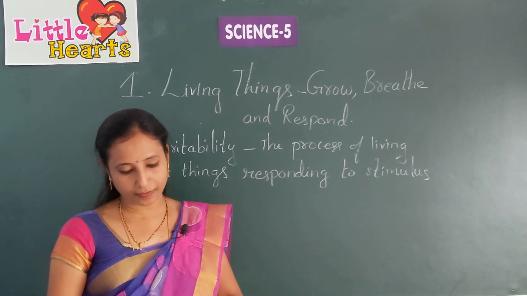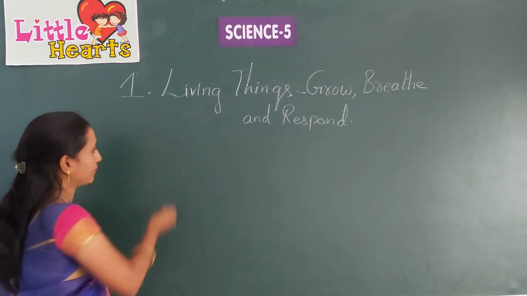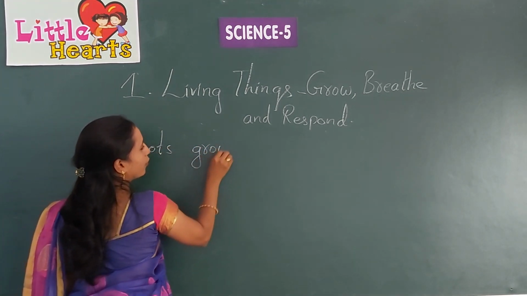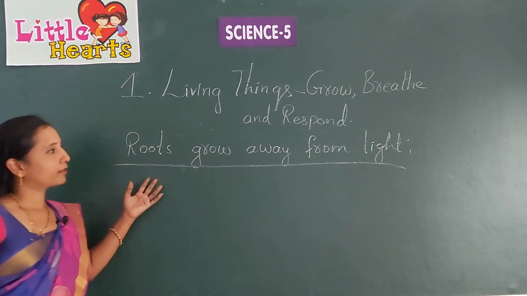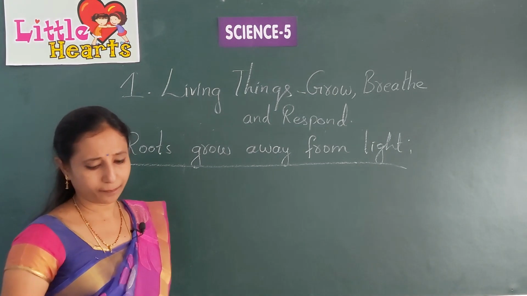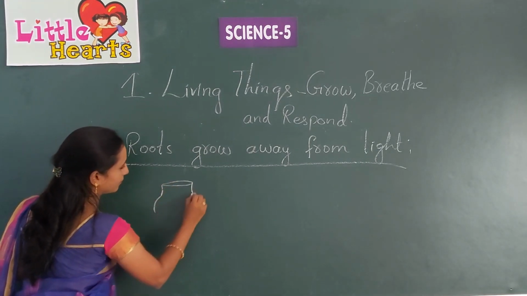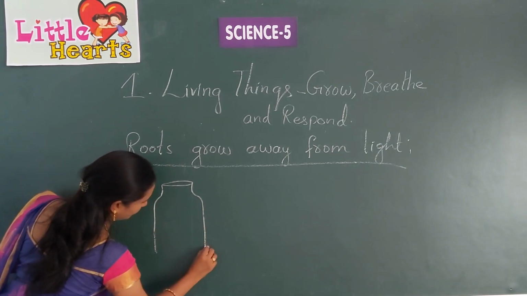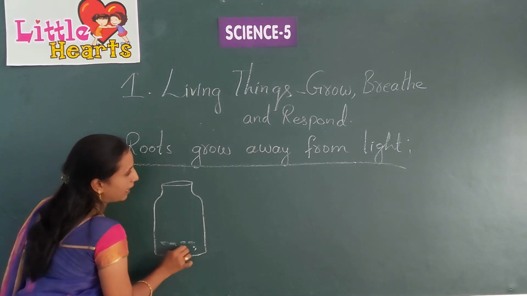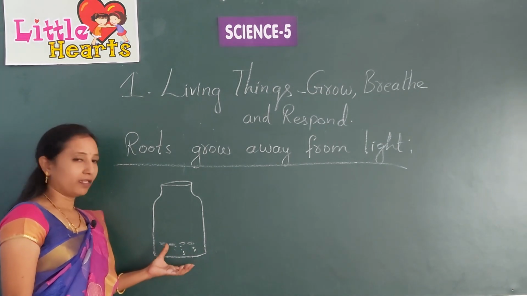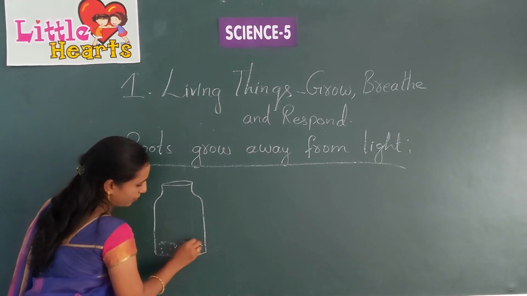Now we'll go to the next topic: roots grow away from light. To learn about this, we are going to do one activity. Take a glass jar and some sawdust. You know what sawdust is? After you cut wood with a saw, the dust left over is called sawdust. Place the sawdust in the glass jar.